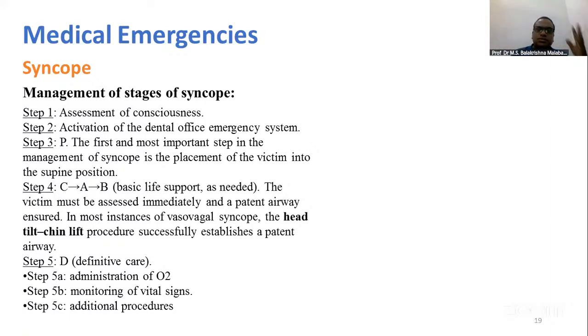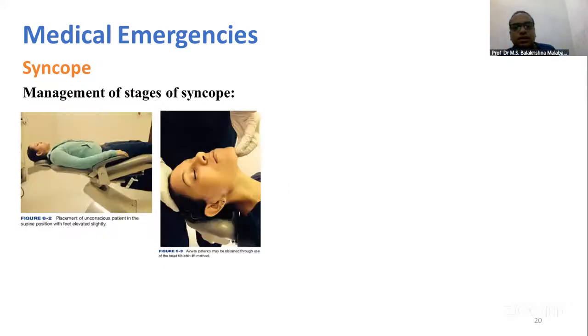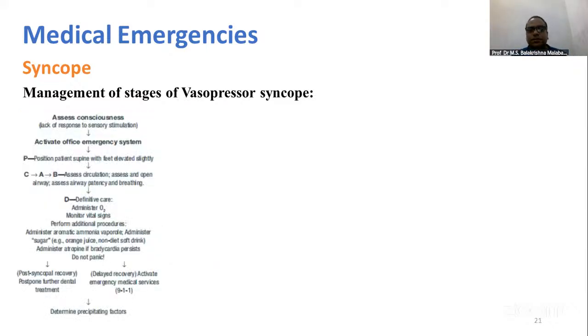Patient recovers, what you have to do. Patient does not recover, what you need to do. So this is in a dental chair, position the patient, right? So check the level of consciousness, whether the patient is conscious or comatose. You should know that first. Then accordingly, you give the definitive care, oxygen, monitor vital signs. So these are the basic things.